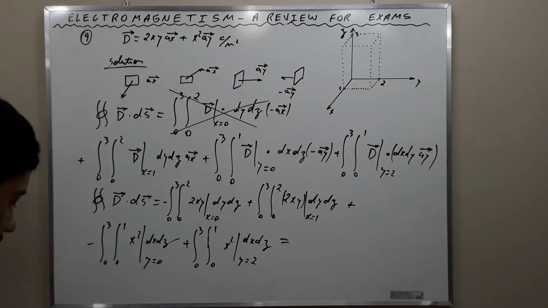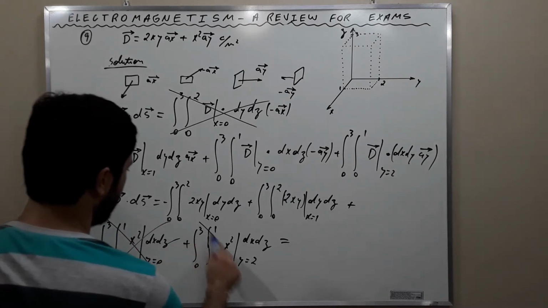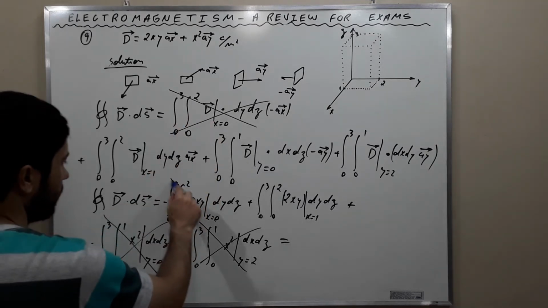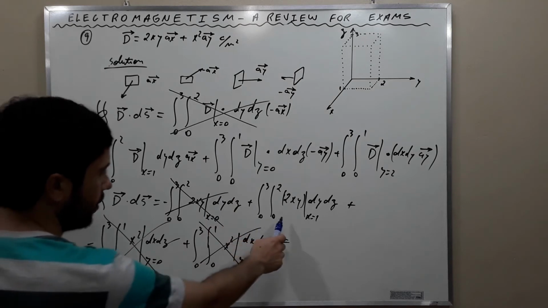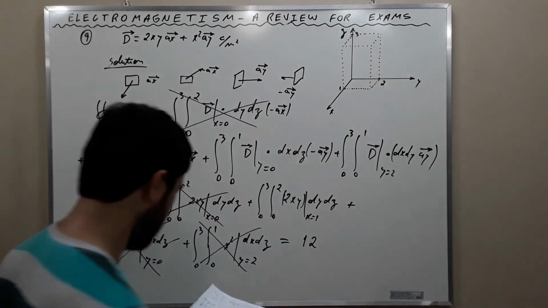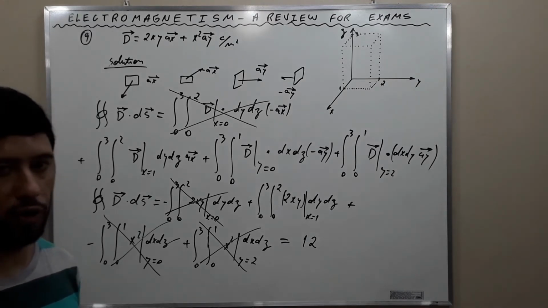and this becomes 0. And since dy for y equal to 0 is equal to dy for y equal to 2, these two terms cancel out each other as well, and then we are left only with this. The final result is 12. All right, this is the solution.